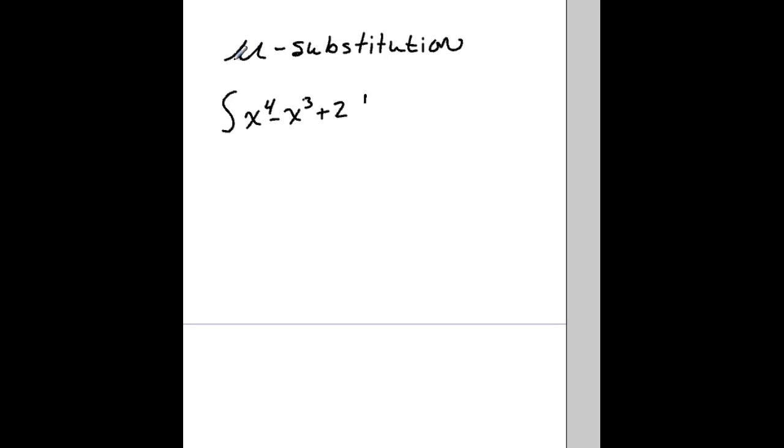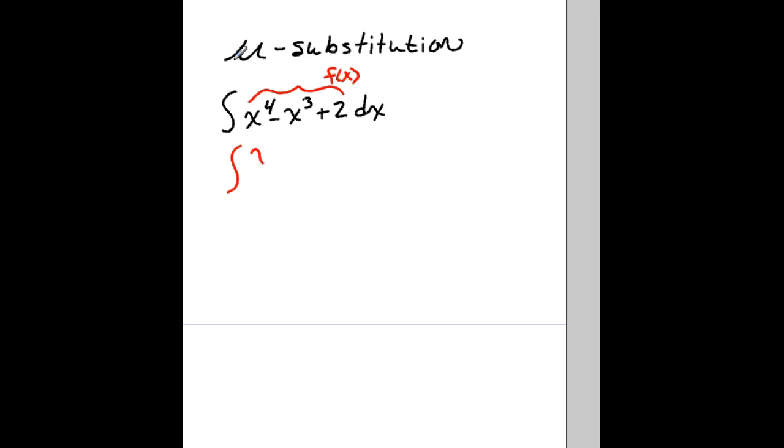This is a little tutorial on U-substitution. Not only how to do it, but almost more importantly, when to use it. So let's take, for instance, a function that's just x to the fourth minus x cubed plus 2 that I'm integrating with respect to x. This is not worthy of any kind of U-substitution because for my function f of x, I know the antiderivative.